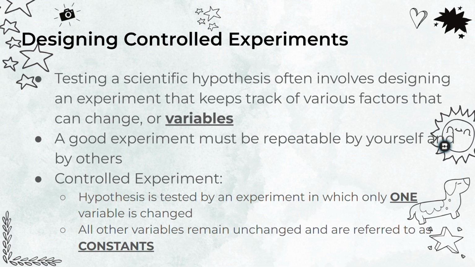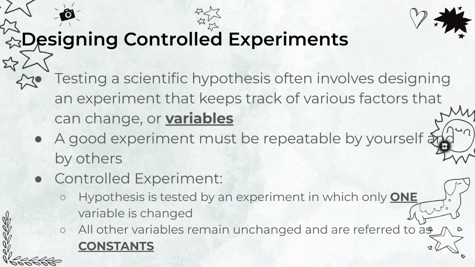Okay, so when it comes to these controlled experiments, that's what we're really looking at: not only are we looking to be right, quote unquote, we always like our hypotheses to be supported, but in these controlled experiments, we're also looking for ways that can make our explanation stronger. So with our controlled experiments, how we do this is we test a hypothesis using an experiment that keeps track of various factors that can change, or we call these variables.